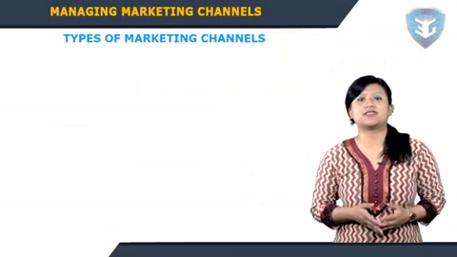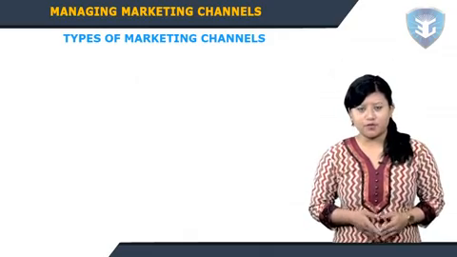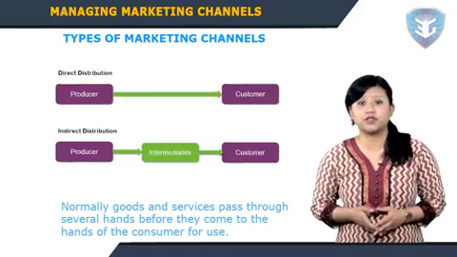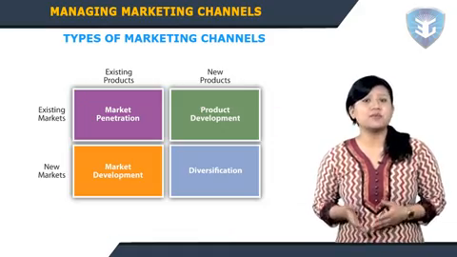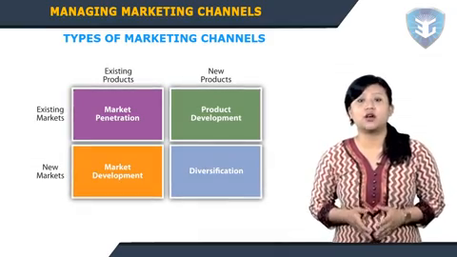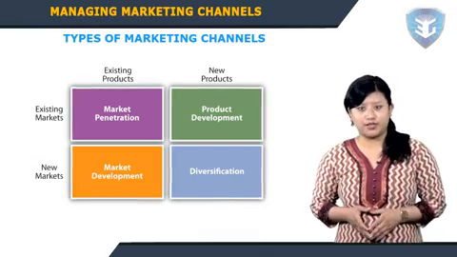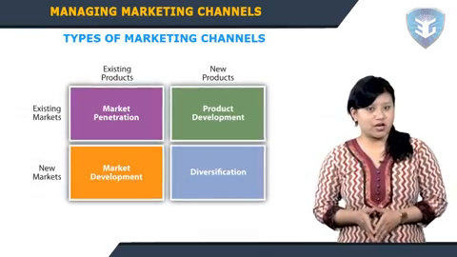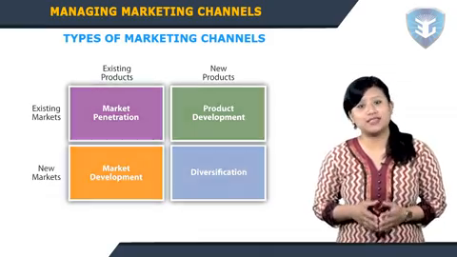Moving on further, let's discuss the types of marketing channels. Normally, goods and services pass through several hands before they come to the hands of the consumer for use. But in some cases, producers sell goods and services directly to the consumers without involving any middlemen in between them, which can be called a direct channel. So there are two types of channels, one direct channel and the other indirect channel.